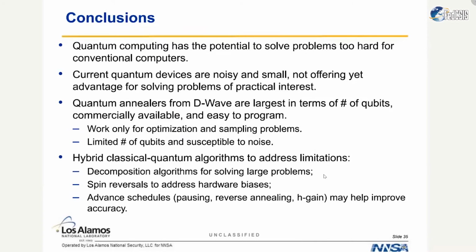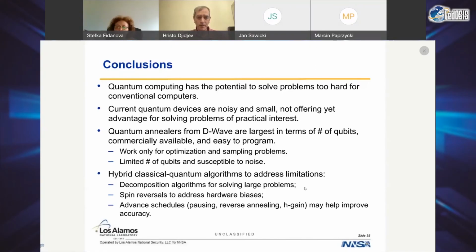But still, they have the limitation that they work only for optimization and sampling problems. This is what makes it possible to have computers with a larger number of qubits. Also, they're still susceptible to noise, and although large, their number of qubits is still limited.